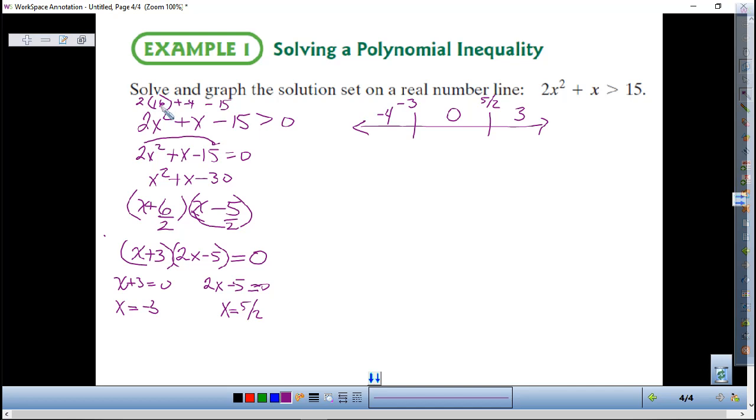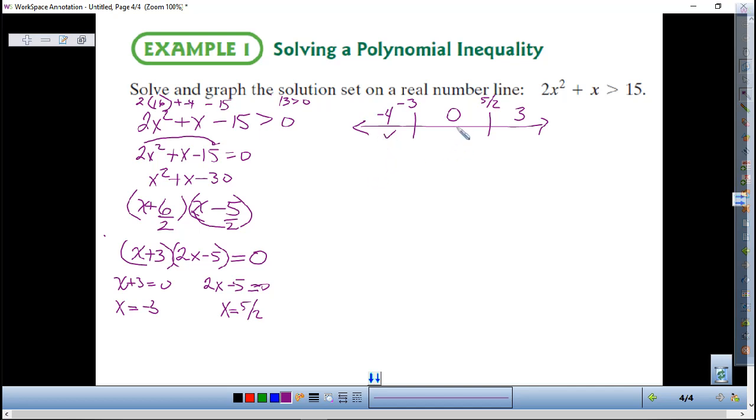That's 32. And 32 minus 4, adding a -4, is 28. Sorry, 32 minus 4 is 28, and 28 minus 15 still gives me a positive 13. So is 13 greater than 0? Because that's what I'm looking for right here. Yes, it is. I'm going to put a check mark. So that interval has to be in my solution set.